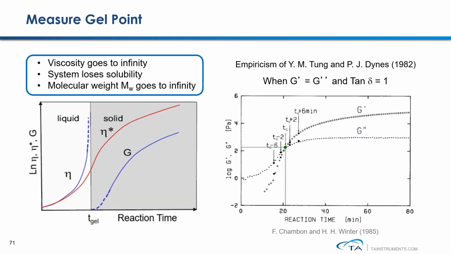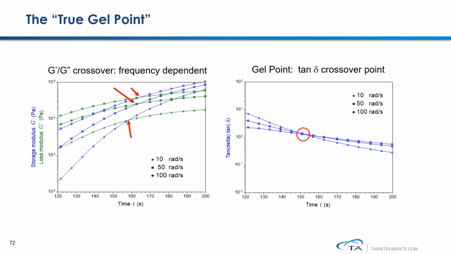The gel point is a critical parameter in the thermoset curing process. At this gelation point, the sample shear viscosity goes to infinity. The system loses solubility, and the molecular weight of the sample goes to infinity as well. In general rheological measurements, people empirically like to use this G', G" crossover point and define it as the gel point. However, in the 1980s, Professor Henning Winter found out that with most curing systems, this is not the true gel point, because the measured G', G" crossover point is frequency dependent.